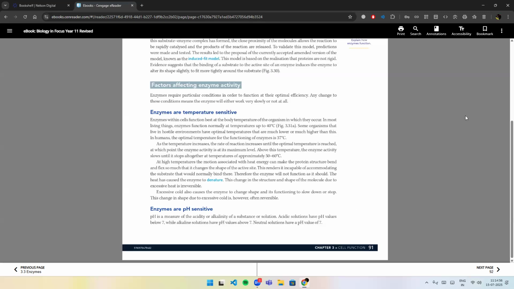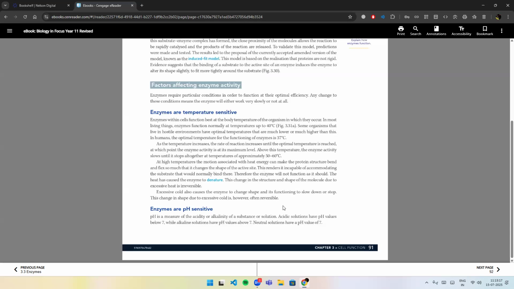Some organisms that live in hostile environments have optimal temperatures that are much lower or much higher than this. In humans, the optimal temperature for the functioning of enzymes is 37 degrees Celsius. As the temperature increases, the rate of reaction increases until the optimal temperature is reached, at which point the enzyme activity is at its maximum level. Above this temperature, the enzyme activity slows until it stops altogether at temperatures of approximately 50 to 60 degrees Celsius.